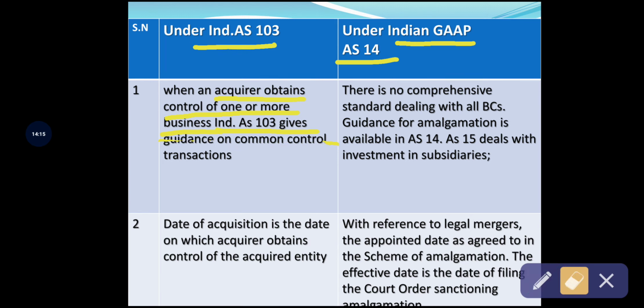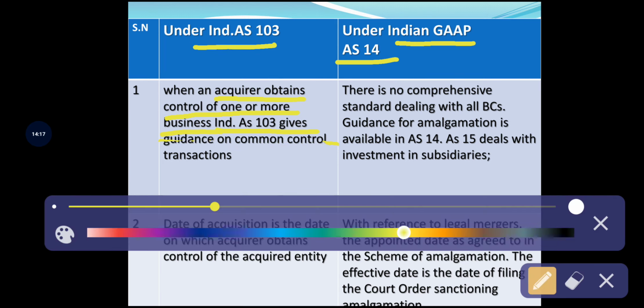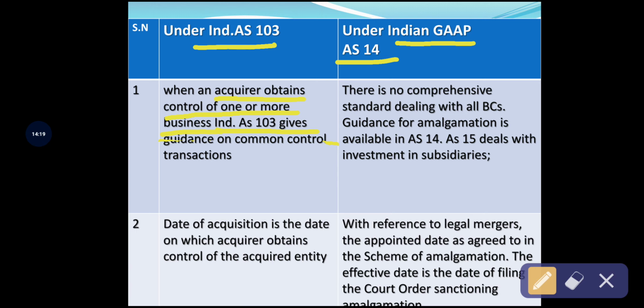That means when a business organization obtains control from one or more business organizations, then Indian Accounting Standard 103 is responsible for giving the guidelines for measuring and recognizing the transactions related to business combinations.